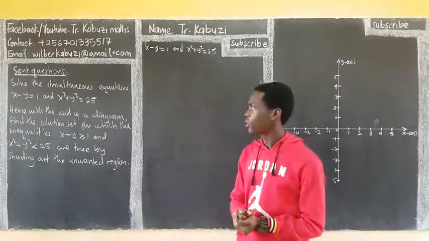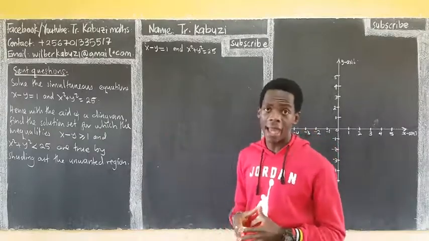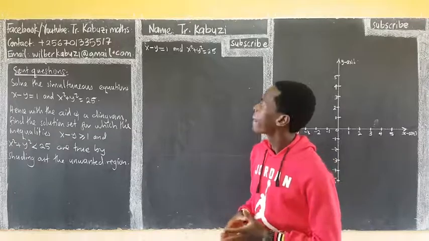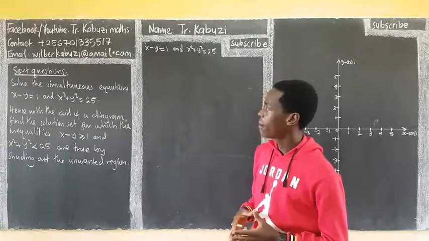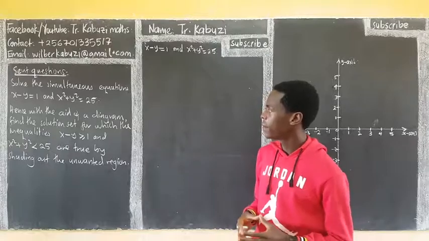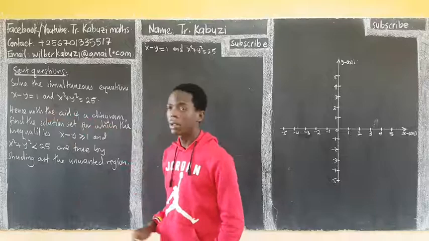Yeah, I have also this question. It says, solve the simultaneous equations, this and this. I received it, someone sent it. It is two simultaneous equations. Hence, with the aid of a diagram, find the solution set for which the inequality holds. Now, they are converting this line to this inequality.